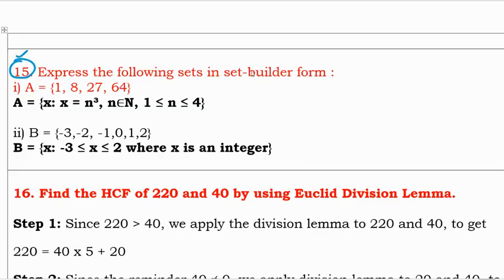15th question, express the following sets in set builder form. A: 1, 8, 27, 64. We have to convert this roster form into set builder form. These are in the form of cube numbers: 1 cube, 2 cube is 8, 3 cube is 27, 4 cube is 64. So x such that x is equal to n cube, where n is a natural number, 1 is less than or equal to n, less than or equal to 4. B: set -3, -2, -1, 0, 1, 2. -3 is less than or equal to x, less than or equal to 2, where x is an integer.